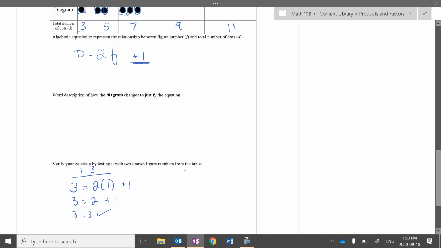I could have done 3 and 7. So 7 is going to be equal to 2 × 3 + 1. 6 + 1 = 7. I know I did it right.